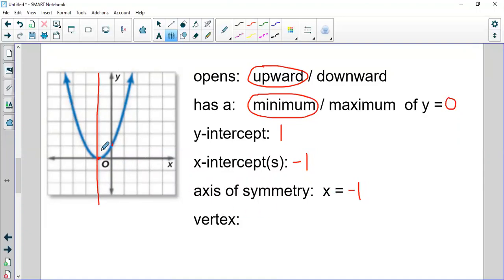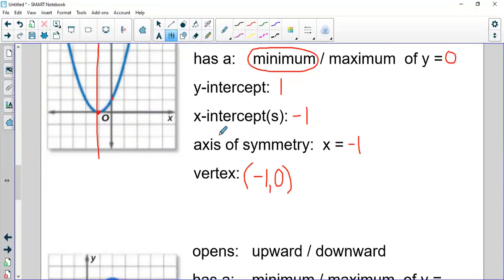And the vertex point, that point I keep identifying right there at the bottom of that parabola, is a combination of the axis of symmetry, x value, and the minimum or maximum, y value, as a coordinate. So it's negative 1, comma, 0. That's the coordinate of this spot right here.